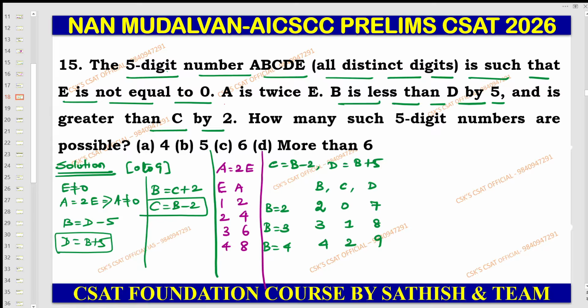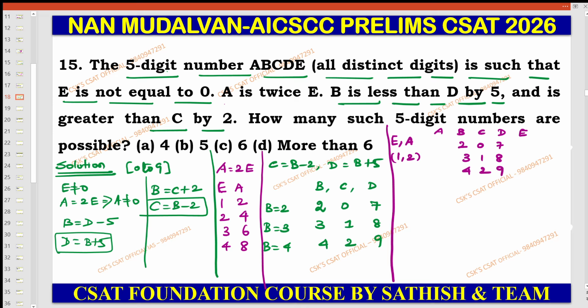Then parallelly the pair BCD possible here is 207, 318, 429. Now you can work on E comma A. Now A, B, C, D, E, what and all possible? You first of all fix 207, 318, 429. Now I am taking 1 comma 2.